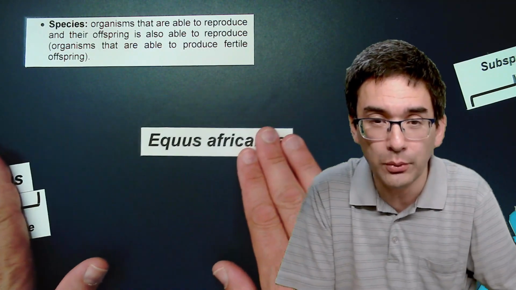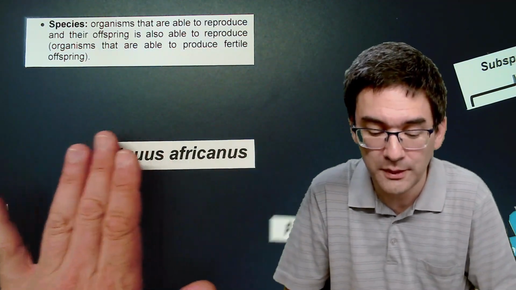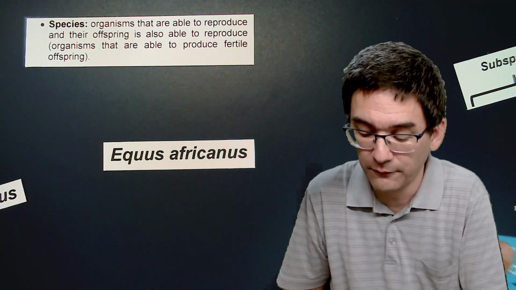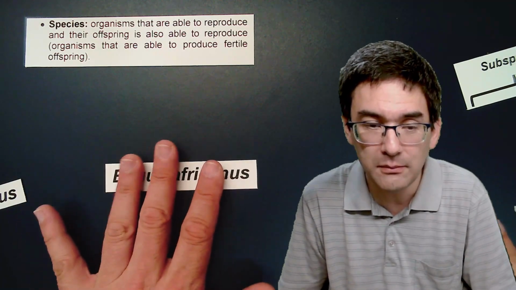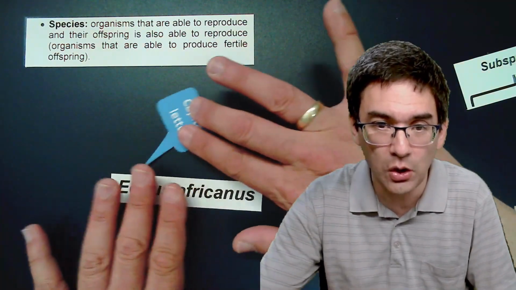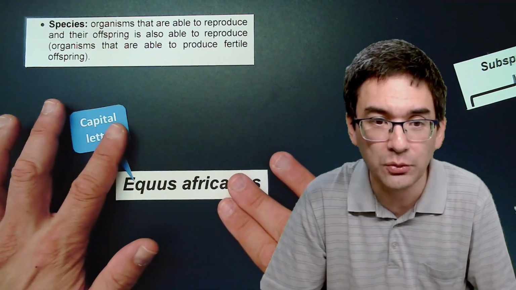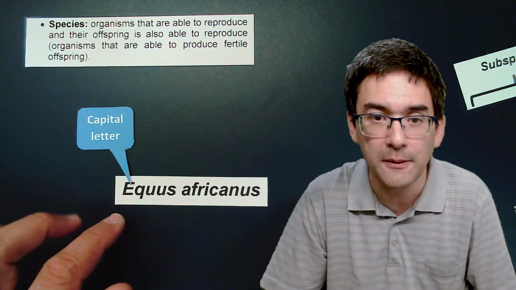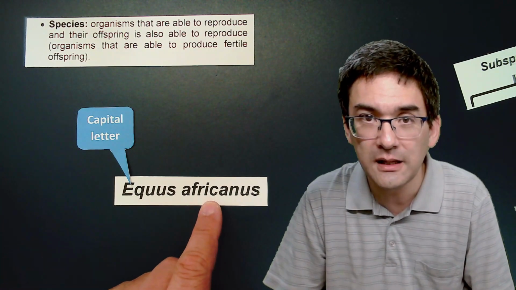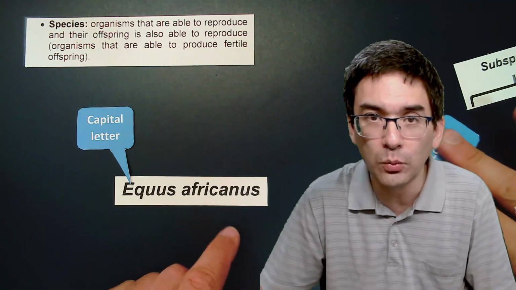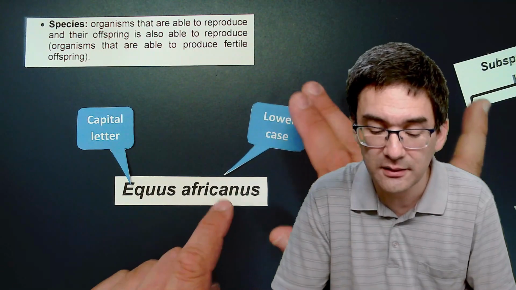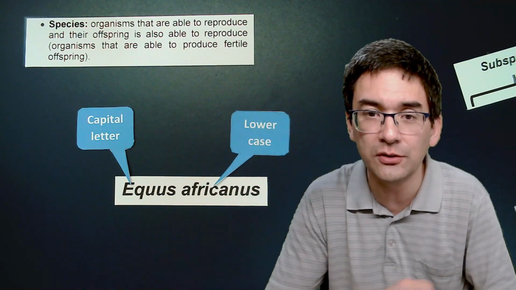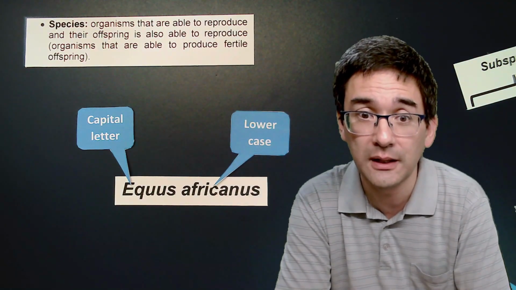This is a very important concept, and when you look at the way it's written, there are a couple of important things that you really must remember. The first one, the genus name, in this case Equus, is always capitalized. You have to do that. That's really important. There has to be a capital letter in the genus name. And the second name must always be in lowercase. That is an international standard that you have to stick to.